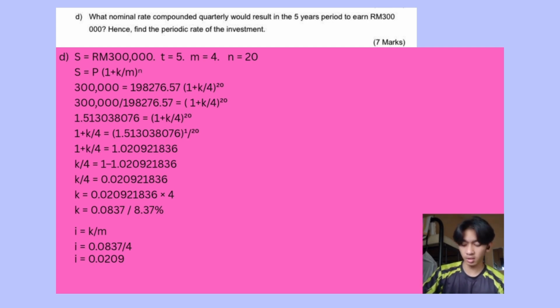Now we need to find the I. We can find the I because we already have our K value. Okay, so we use the formula I equals K over M. Then we substitute all the values. It will be 0.0836 over 4, which equals 0.020925. So I equals 0.020925.